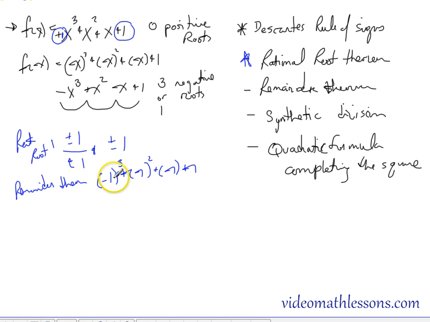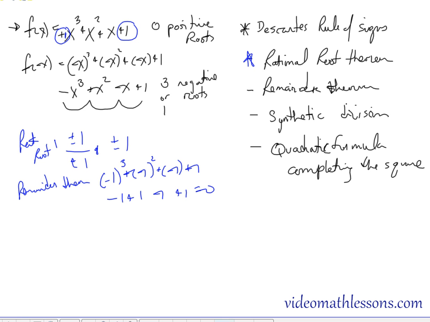So let's look at this. This cube, we already said would stay negative 1. That becomes positive. Negative 1, positive. So that makes a 0. I know negative 1 is a root. Negative 1 is a root. So I already know that.